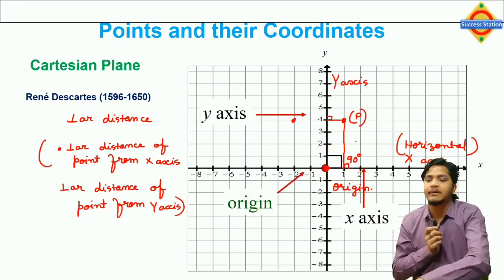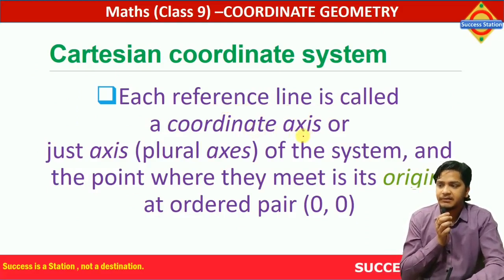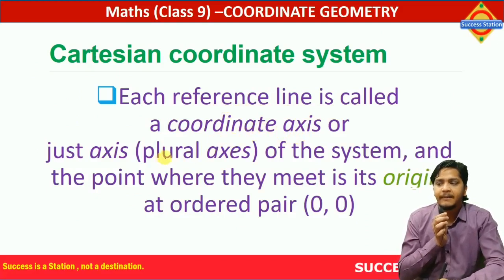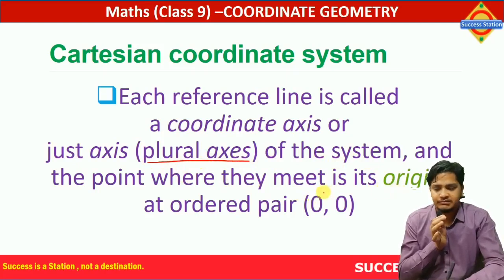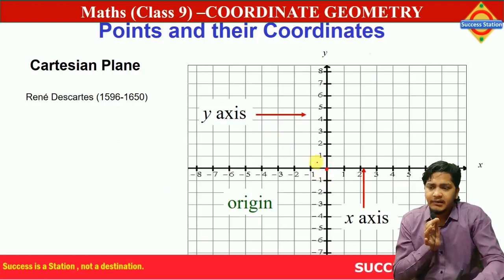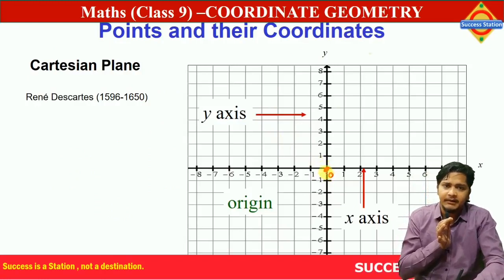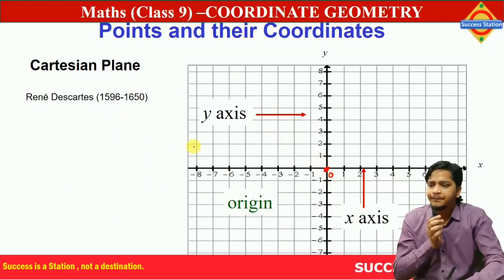Clear till here? Okay. So each reference line is called a coordinate axis. The number line reference is a coordinate axis, the plural of axis is axes, and the point where they meet is called the origin. Right? Now if this is the origin, this is 0.